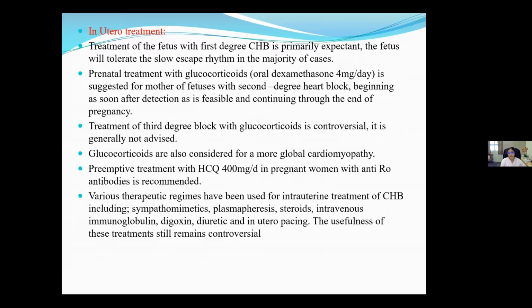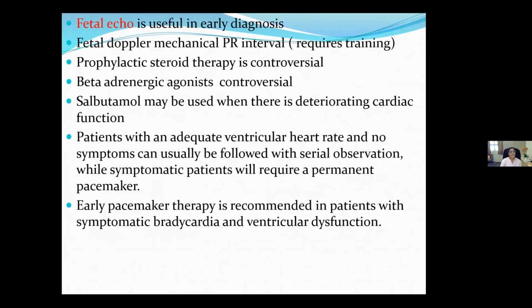Glucocorticoids are also considered for more global cardiomyopathy. Preemptive treatment with hydroxychloroquine, 400 milligram per day in pregnant women with anti-Ro antibodies is recommended. So various therapeutic regimens have been tried, in utero treatment using sympathomimetics, plasmapheresis, steroids, IV immunoglobulins, digoxin, diuretics, and in utero pacing as well. However, the usefulness of these treatments still remains controversial.